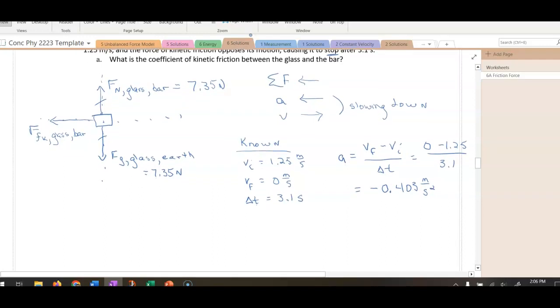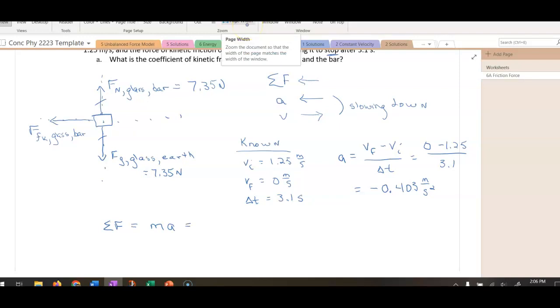I really need to find the kinetic friction. So I'm going to use the process where we find two equations to find the net force. One of them is Newton's second law. Net force is mass times acceleration. The other is looking at my force diagram. In this case, the net force is the negative of the kinetic friction force.